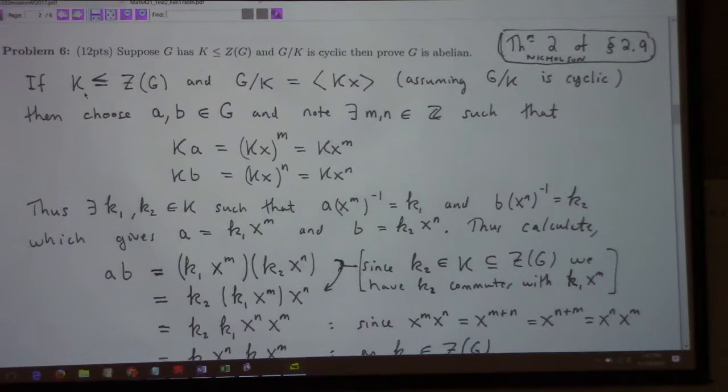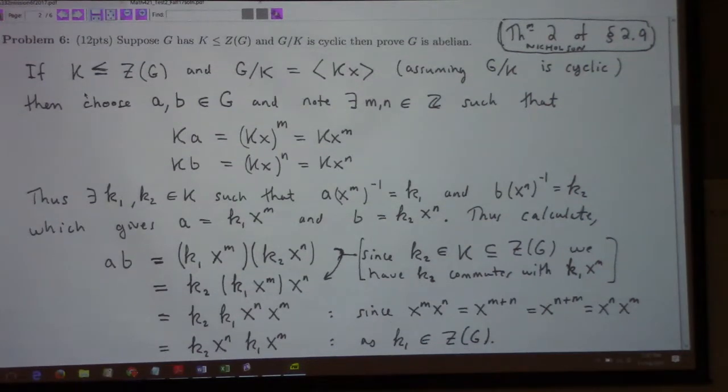I believe this was also an example I covered in class. I don't remember for sure if I did this or not. It's definitely something you should have read and studied at a minimum. Anyway, this is Theorem 2 in section 2.9 of Nicholson, and the proof goes like this. You take a subgroup K of the center, and we're assuming that the factor group by it is cyclic.